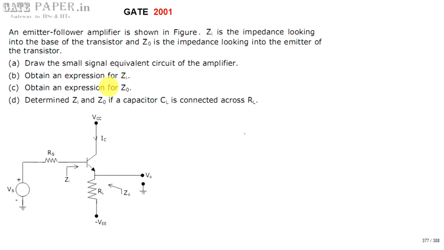So this is VCC, which is a constant voltage, and this is VE, which is also constant. So they will act as ground. They are shorted to ground. And now we are going to draw the AC equivalent model for this circuit.